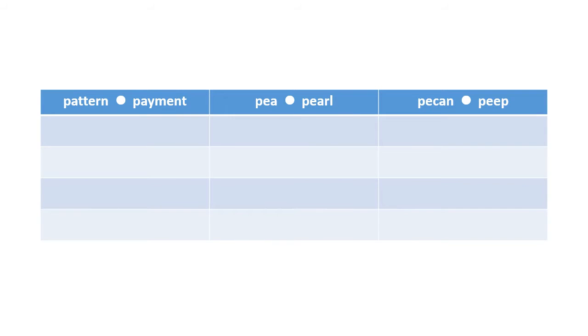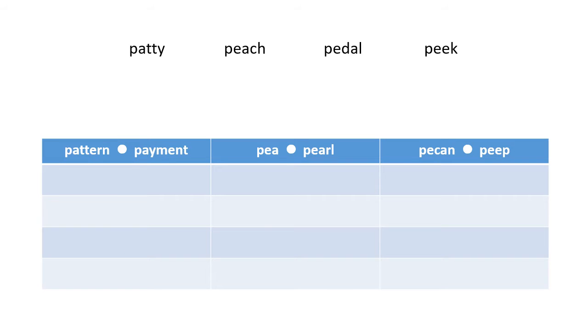The task today is to use guide words to alphabetize words. You'll notice on this slide that there are three columns. The first column has the guide words pattern and payment. The second column is P and pearl as the guide words. And the third column has the guide words pecan and peep. I'm going to show you a list of different words, and you're going to figure out which column those words will go in. Patty, peach, petal, and peak.